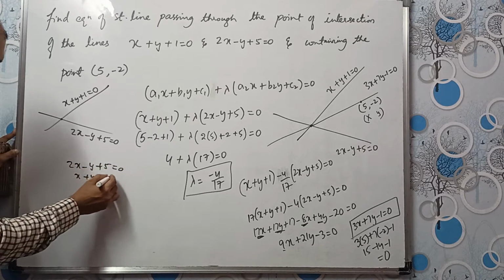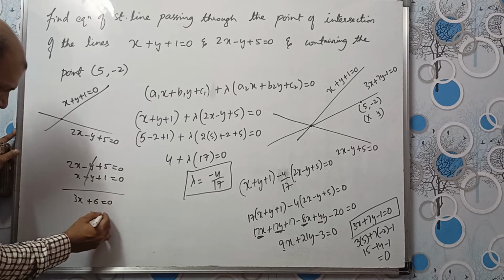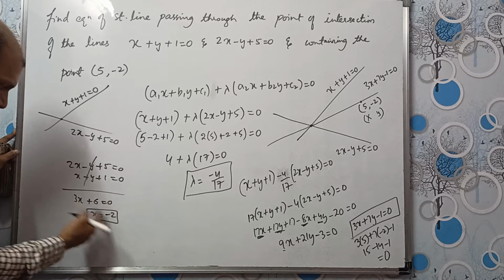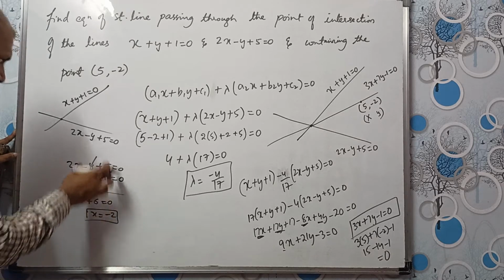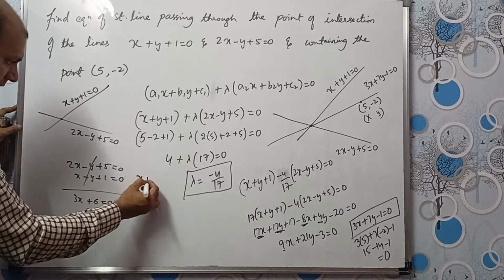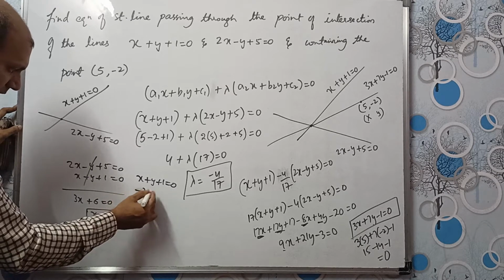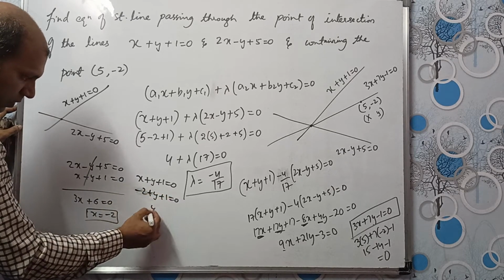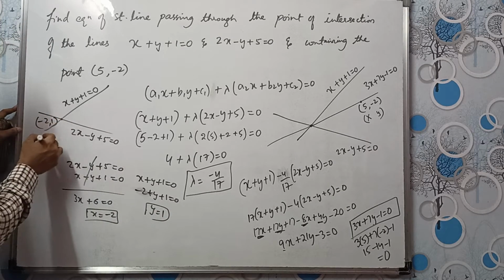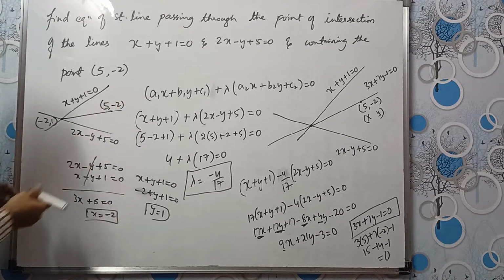x plus y plus 1 equal to 0. So this y will get cancelled. We'll have 3x plus 6 is equal to 0 and the x value will be equal to minus 2. 6 goes on the other side, minus 6 divided by 3 is minus 2. If we substitute minus 2 in one of these equations, we'll get the value of y. Let us substitute it here. x plus y plus 1 equal to 0. So x is how much? Minus 2. So minus 2 plus y plus 1 equal to 0. y will be equal to plus 1 if you simplify. So minus 2 comma 1 is the point and there is one more point given, 5 comma minus 2.